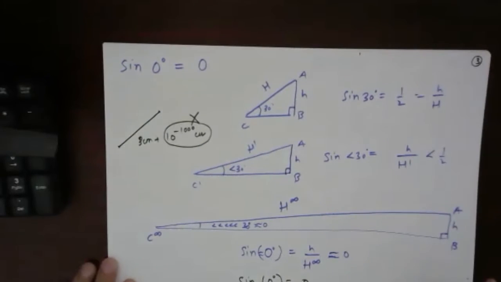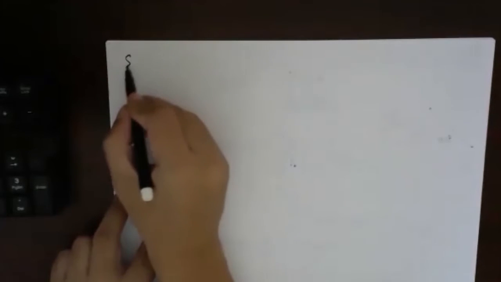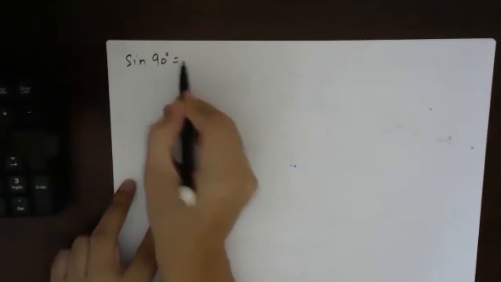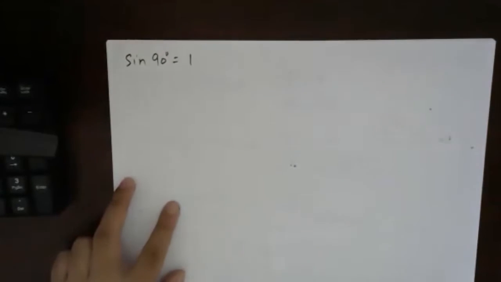Okay, fine. Now we have seen sine 0 degree. Now we will see sine 90 degree also. Everybody must know the value of sine 90 degrees. Sine of 90 degrees is equal to 1.